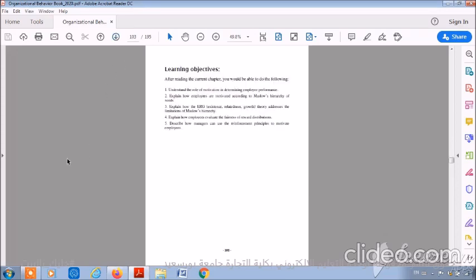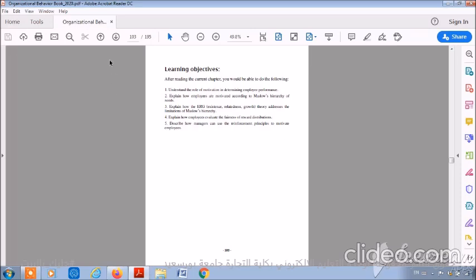Learning objectives. After reading the current chapter, you will be able to do the following. Understand the role of motivation in determining employee performance. Explain how employees are motivated according to Maslow's hierarchy of needs. Explain how the ERG theory, existence, relatedness, growth theory, addresses the limitations of Maslow's hierarchy. Explain how employees evaluate the fairness of reward distributions. The last objective is to describe how managers can use the reinforcement principles to motivate their employees.